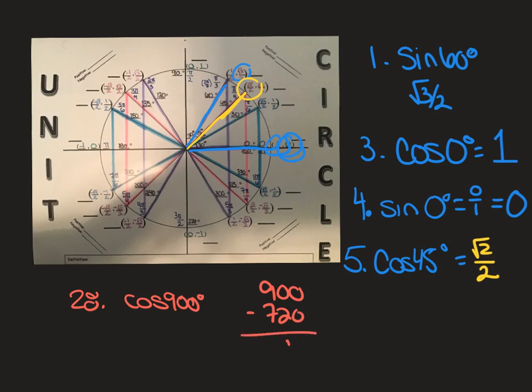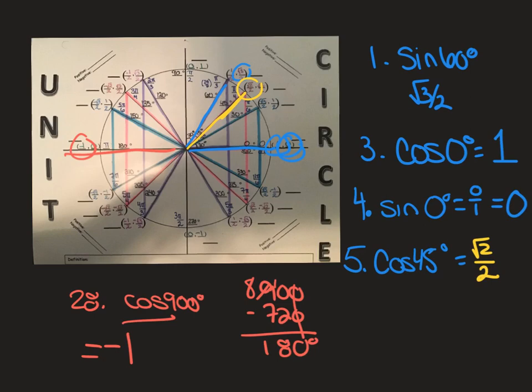When you get that, you get 180 degrees. So at 180 degrees right here, to do my cosine, I want my x value. So this would equal negative 1 over 1, or just negative 1. So page 28 is the same.